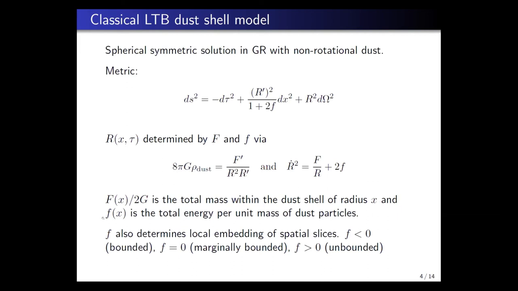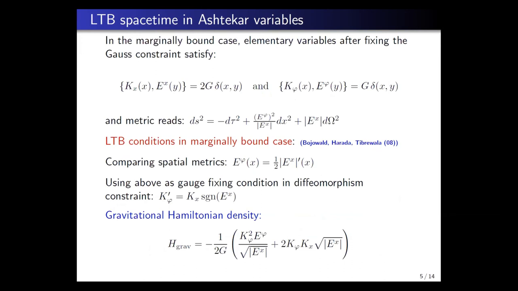When f is negative, then we have a bounded case. When f is zero, we have a marginally bounded case. And when f is greater than zero, we have an unbounded case. Most of the studies, both in the Wheeler-DeWitt context and in loop quantum cosmology, have dealt with the marginally bound case, which is the easiest case. And I'm going to stick to this case for this talk. So in the marginally bound case, once you have imposed the Gauss constraint and you want to cast the problem in terms of the Ashtekar variables, then one is left with two pairs, K_x and E_x.